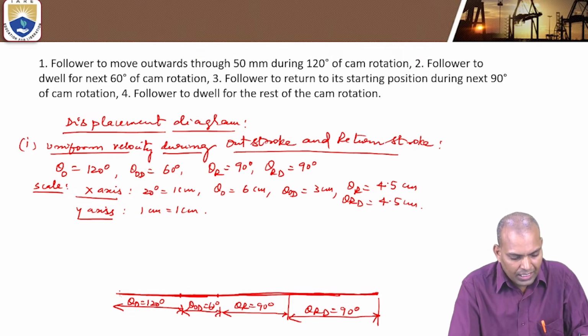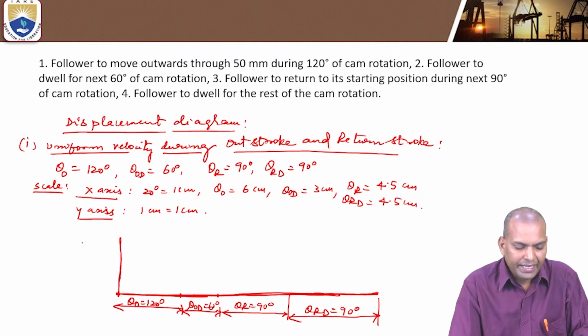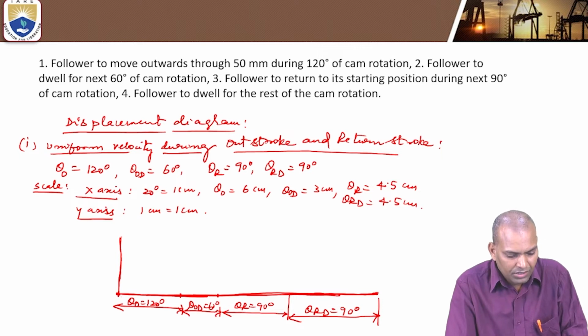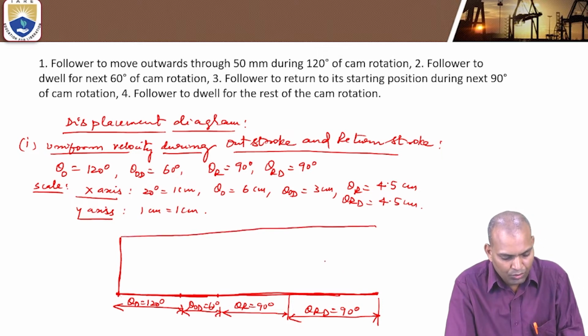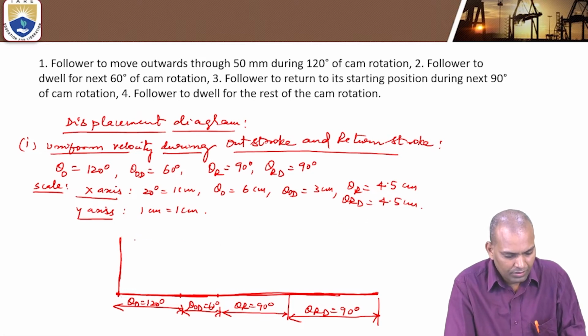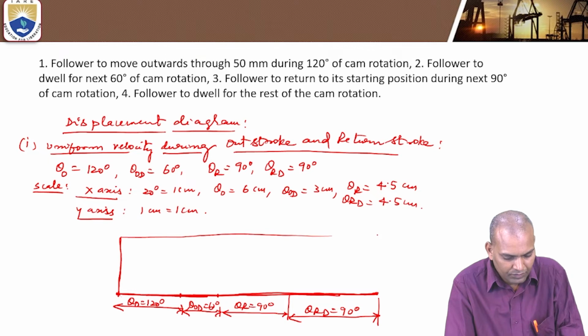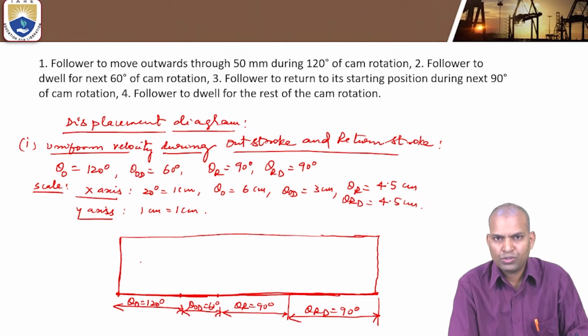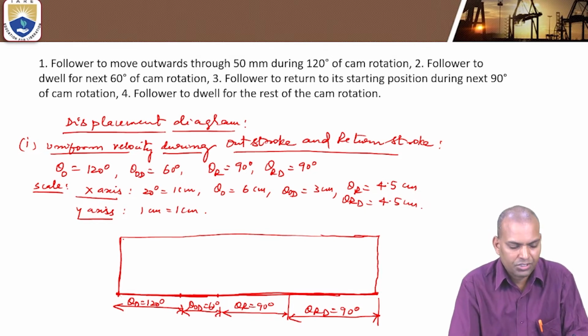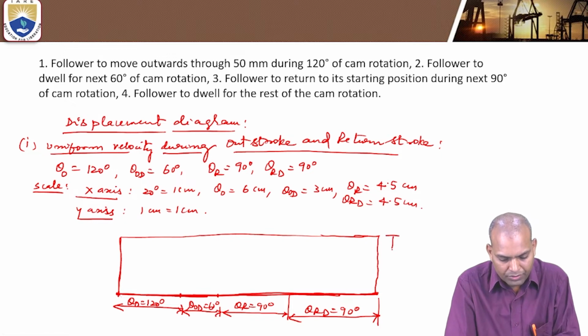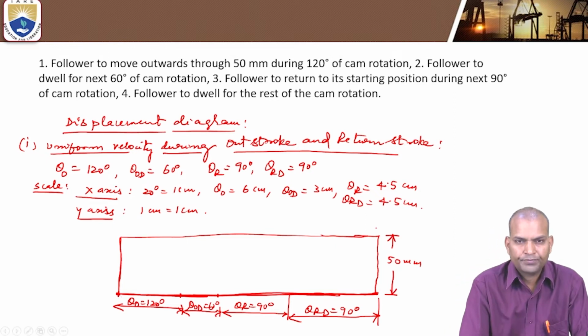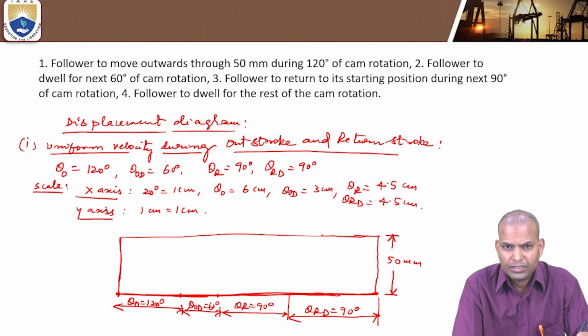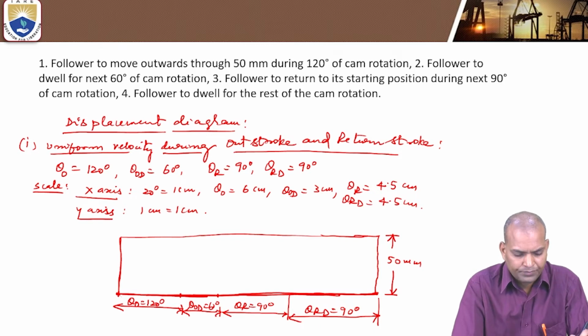Now draw the next vertical line. This is the y-axis line. Complete the displacement diagram, closing it horizontally. I am drawing the principles manually. I'm showing you, but you have to use instruments to draw straight horizontal lines. This is the height of 50 millimeters. The y-axis indicates the displacement of the follower, or the stroke of the follower.